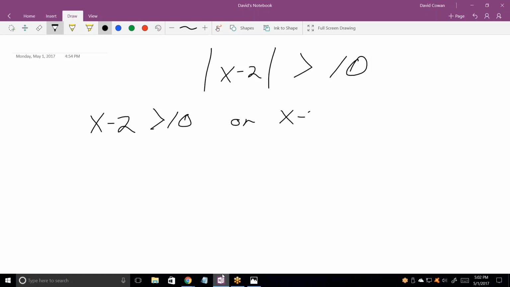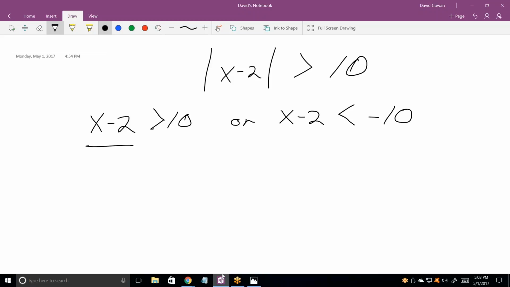Or x minus 2, and for the second case I have to switch the sign and the direction. See? In other words, it's a little harder than equations. In equations, the second part is just it's equal to the negative 10. But in this one, I need to change the direction of the inequality sign, additionally. But notice what I never change is what's inside the absolute value sign. In other words, that's always x minus 2.